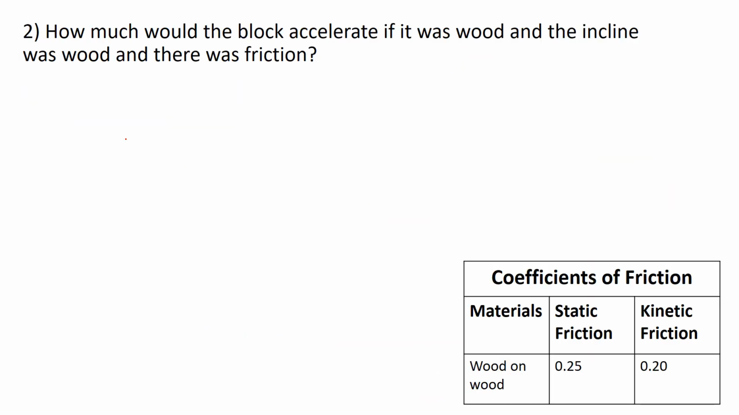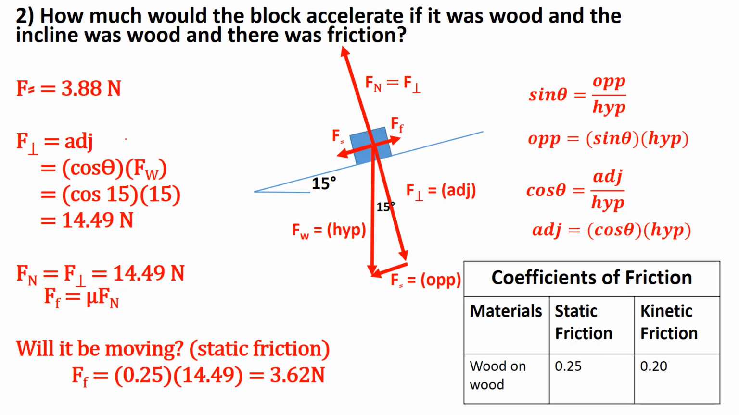Okay, so now what if there was friction? Let's go ahead and start back. If there was friction, I already have all this. You want to start off by thinking, okay, if there is friction, what is it? Oh, here we have wood and wood. Wood and wood, so this is going to be important.